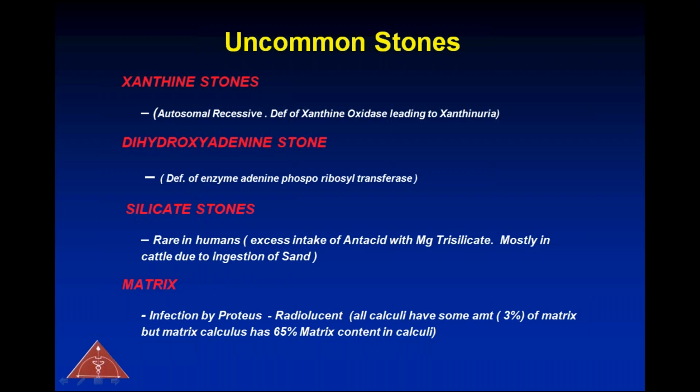Then matrix, an infection by Proteus, is radiolucent. So uric acid and cysteine are radiolucent. But please remember one thing, all the stones have some amount of calcium, a little bit, however radiolucent they may be. So that will give a clue that there is a stone here.